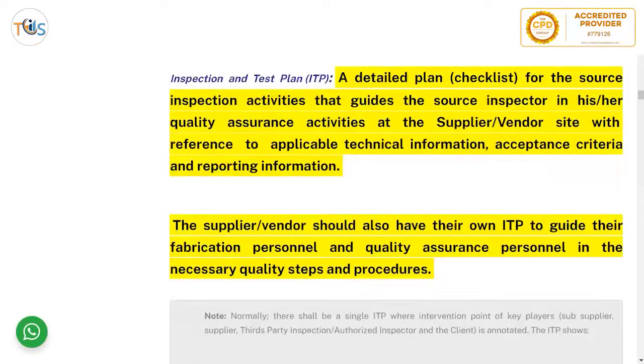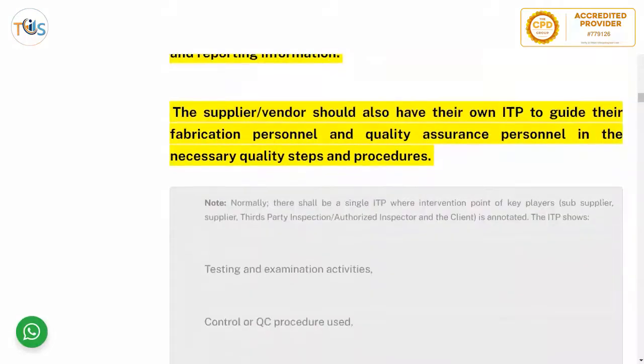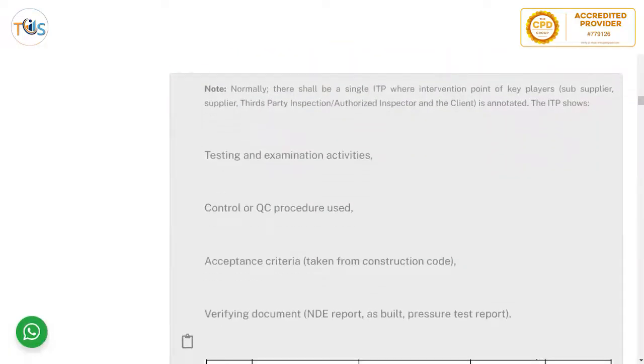So here the guide says that there should be two quality plans. It implies inspection test plan. One is prepared by the inspector to annotate and see which points he has to attend, and there is another one by the vendor. In practice, normally the one by the vendor also includes all the relevant parties. I'll just bring an inspection test plan to see how it is.